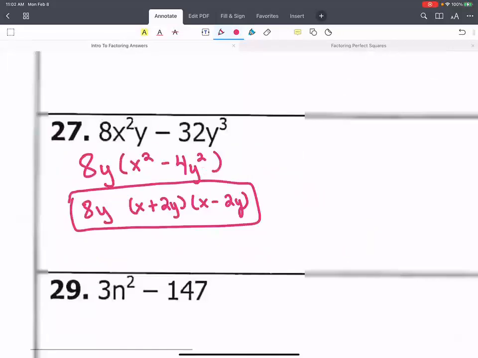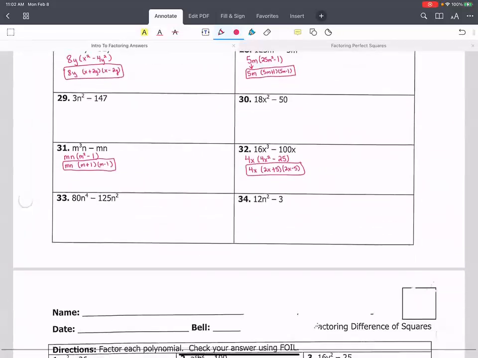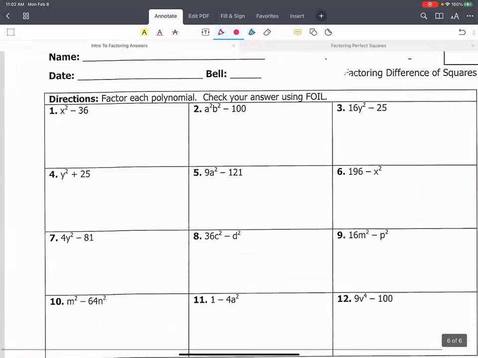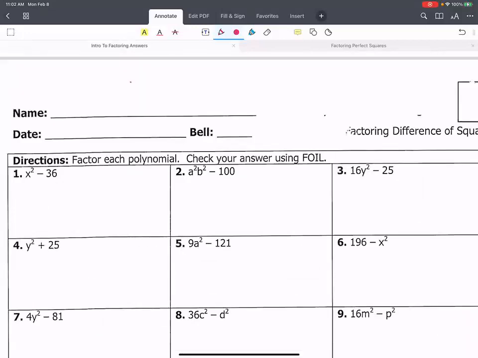Okay, your assignment is the last page. There are 24 questions, but you're not going to do all 24. For homework, you're going to do number 2 through 24 evens. Evens only. There's always someone that forgets and does them all. 2 through 24 evens only. All right, get to work.